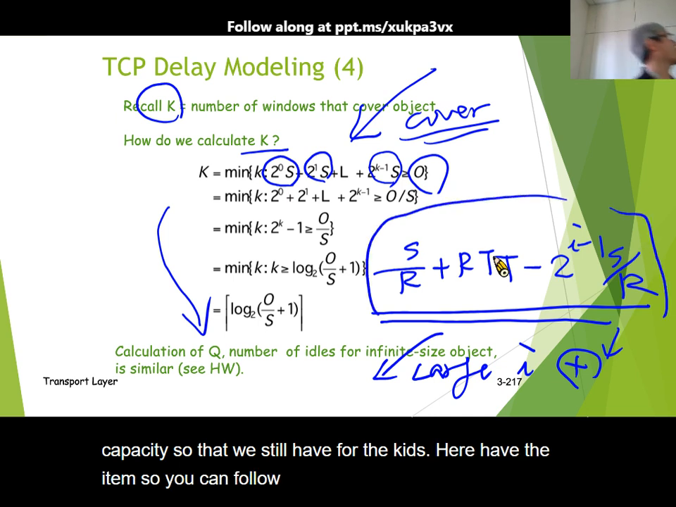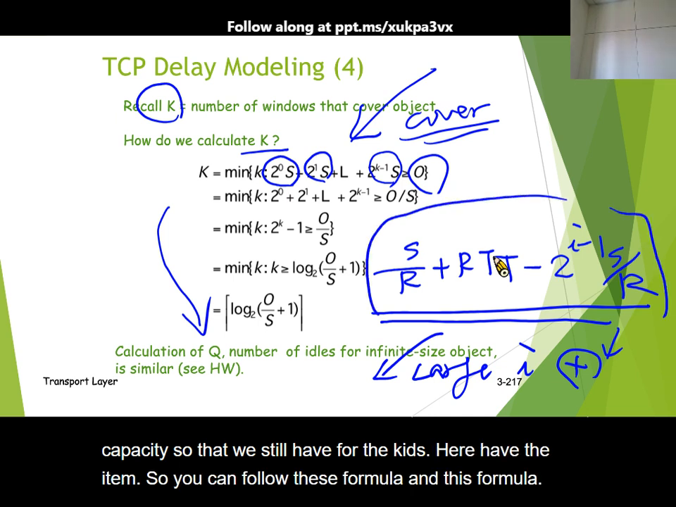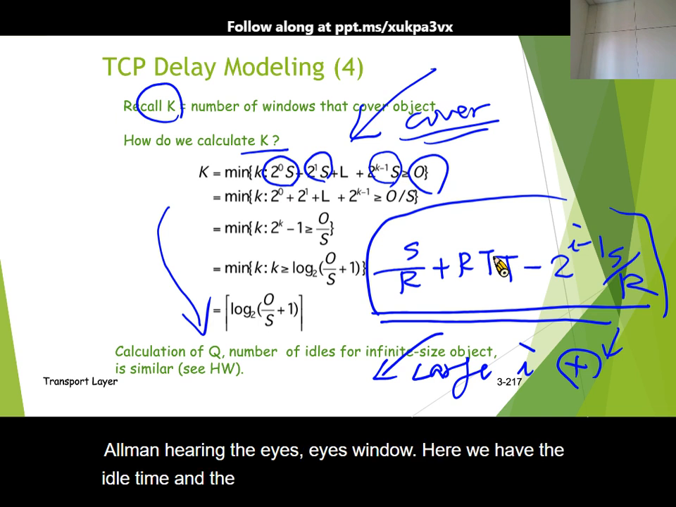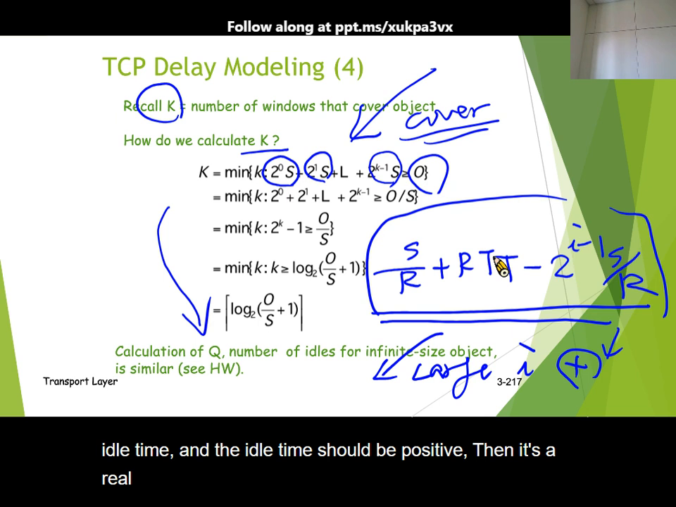And this formula, what does it mean? This formula says it's the idle time open during the ice window. Still we have the idle time, and the idle time should be positive. Then it's a real idle time. Finding the largest I, and then that is the value for K.